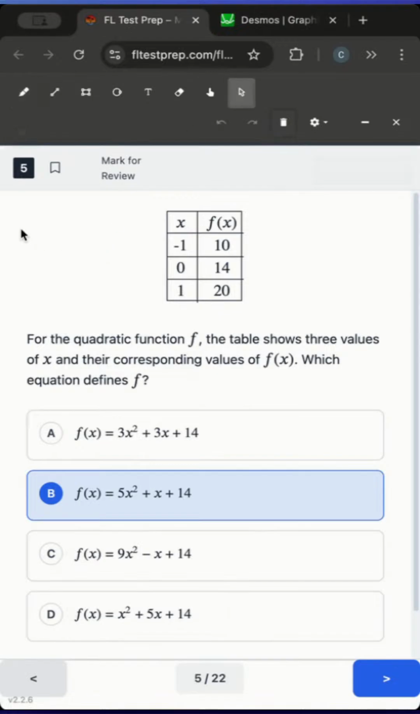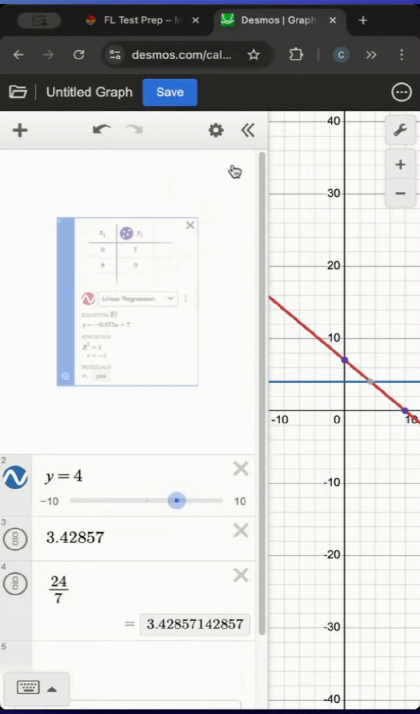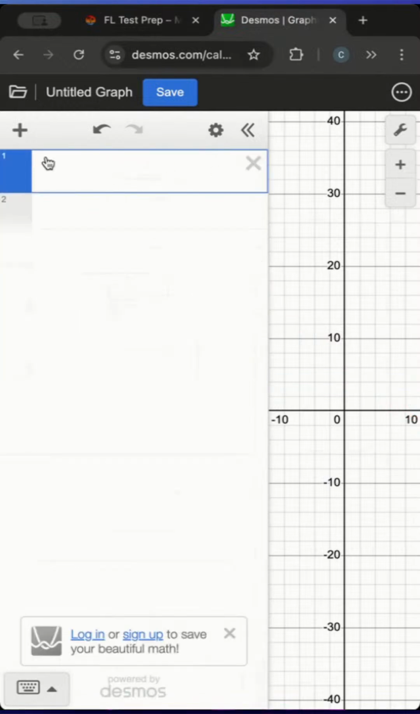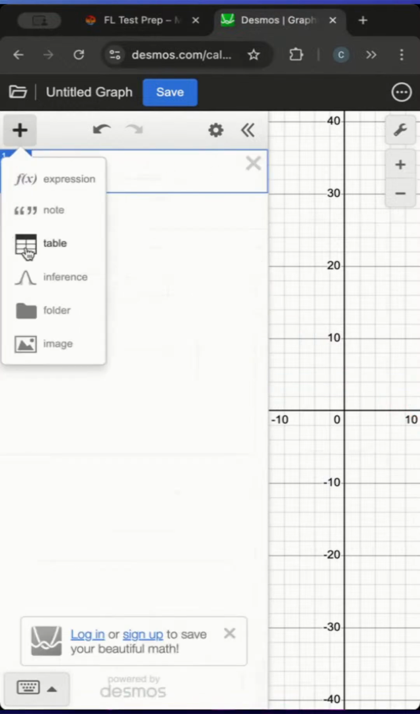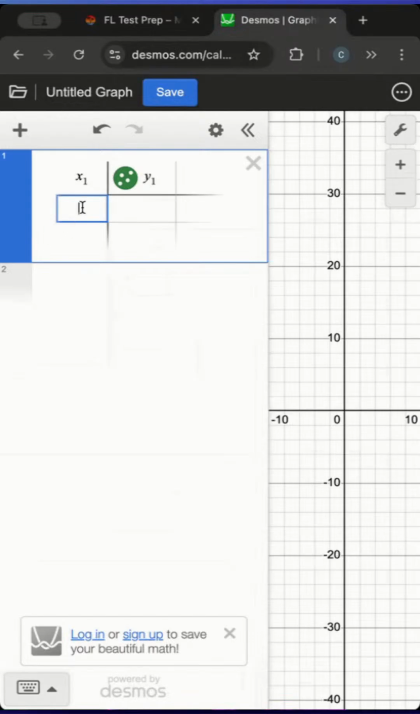But do you know how to solve this linear equation in Desmos? Do the same thing we did last time. You want to go ahead and plug your points into Desmos by making a table. Plug your points into the table by clicking this plus item, build a table here. You just want to plug in your points one by one.